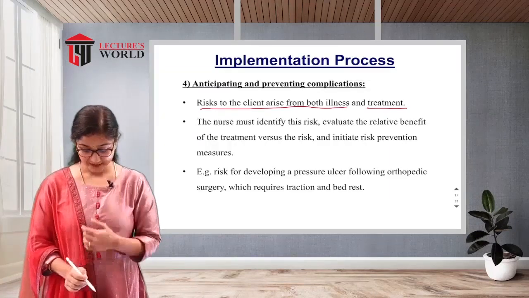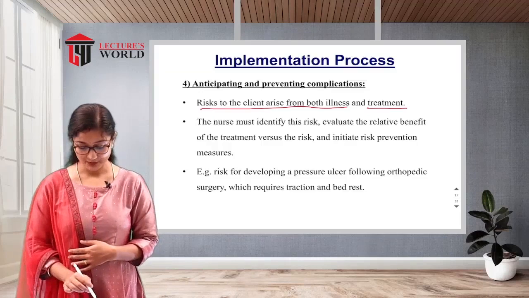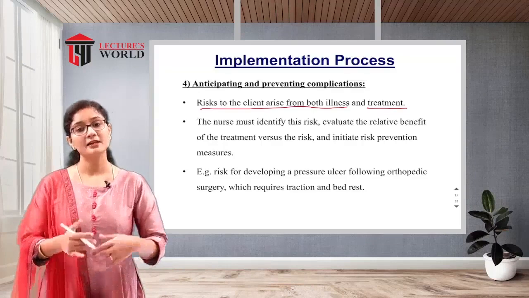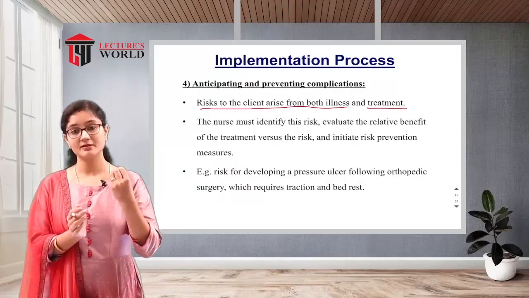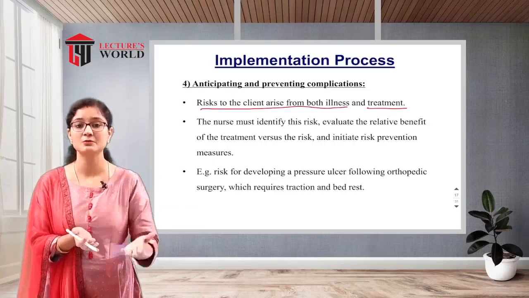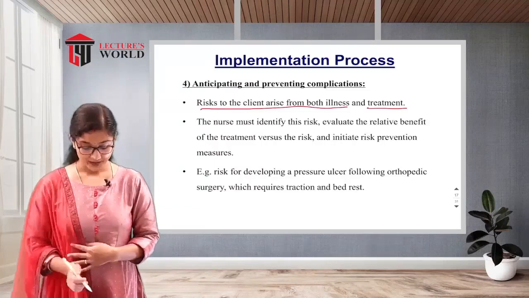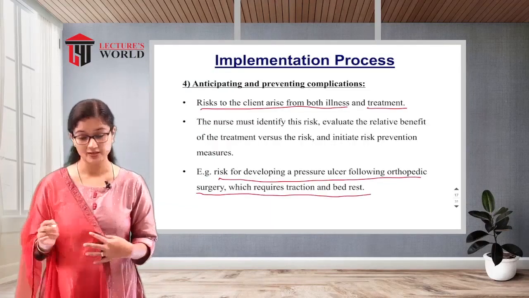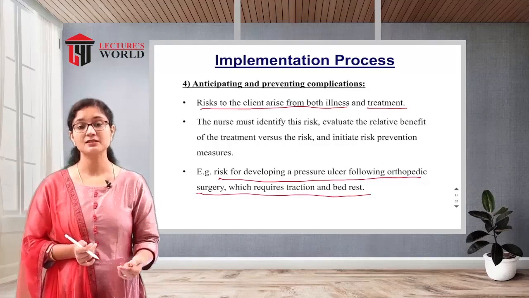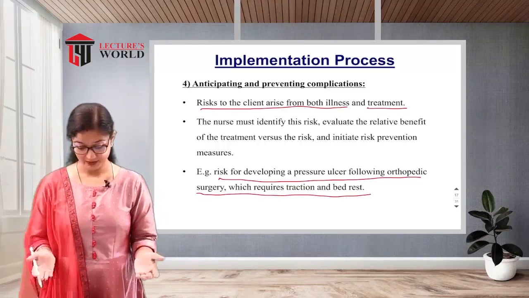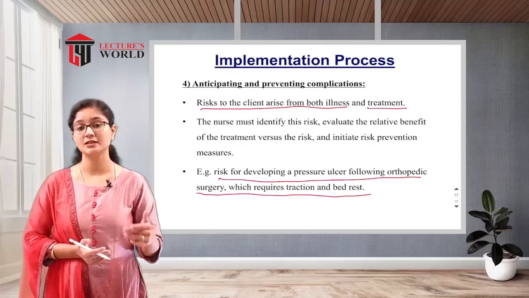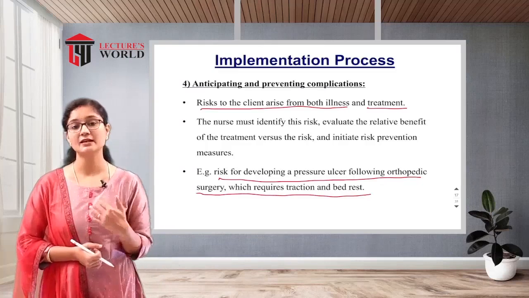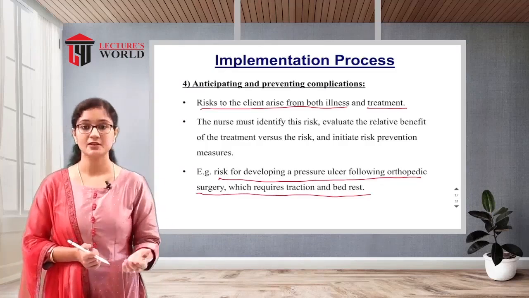The nurse must identify this risk, evaluate the relative benefit of the treatment versus the risk, and initiate risk prevention measures. Nothing but what is written is that you should know every treatment has some risk and some benefit. So you should see that benefit should be more and risk should be less. For example, risk for developing a pressure ulcer following orthopedic surgery will require traction and bed rest. Here the example is of a patient who is having some orthopedic surgery, maybe surgery was done on his limb, and he is bedridden, he is on traction, so we know that he is at a risk of developing a pressure ulcer.